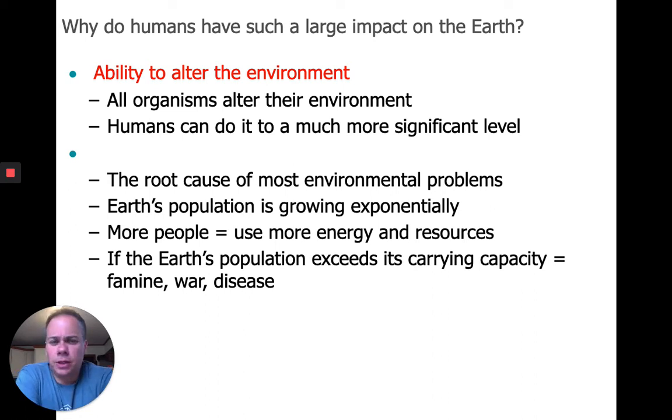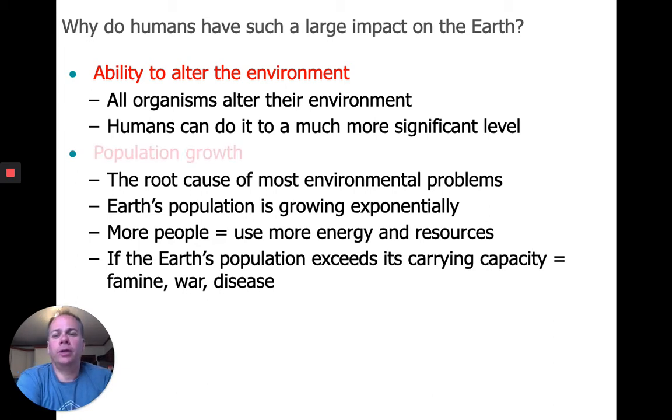Imagine Las Vegas, an area which is in the middle of the desert, extreme temperatures, extremely dry conditions. However, humans are able to alter that environment into a huge growing city that supports millions of people. Okay? And so those changes that we're able to make in the environment have some negative impacts.